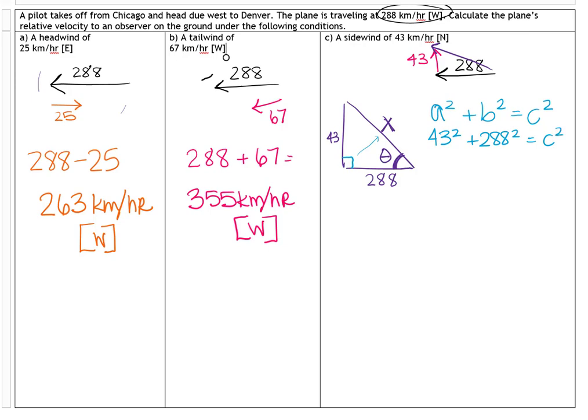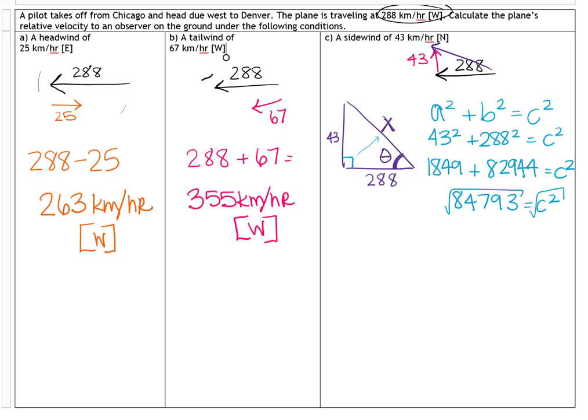And then we don't know what this one is. And then we just let our calculator do some work. So 43 squared is 1849. 288 squared is a big number, 82944. And we add those up. 84793. And then remember, to get C by itself, we got to square root both sides.